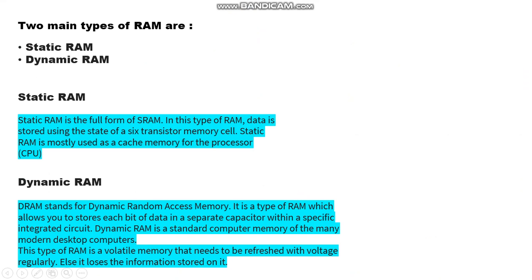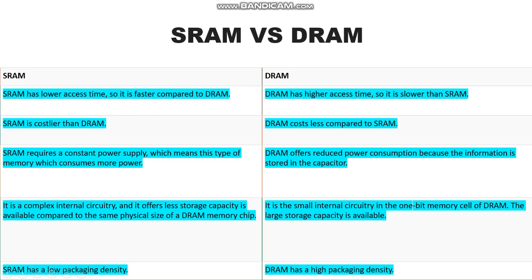It is a type of RAM which allows you to store each bit of data in a separate capacitor within a specific integrated circuit. Dynamic RAM is the standard computer memory of many modern desktop RAM. This type of RAM is volatile memory that needs to be refreshed with voltage regularly, else it loses the information stored on it.